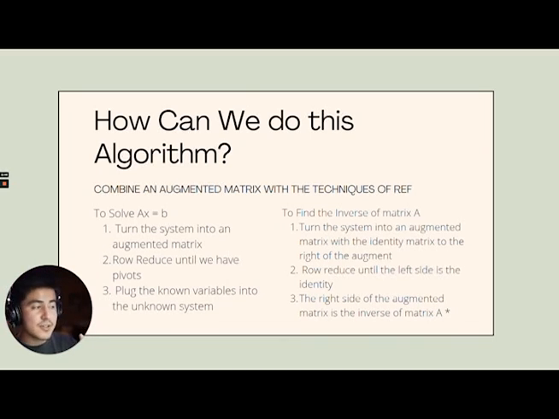And for the second part, when we want to find the inverse of a matrix, when we want to know if it's invertible, we turn it into an augmented matrix. The left side is going to be our original matrix, and the right side is going to be the identity matrix. And we're going to row reduce it until the left side is the identity matrix, and the right side is resulting in the inverse of the original matrix we started with.